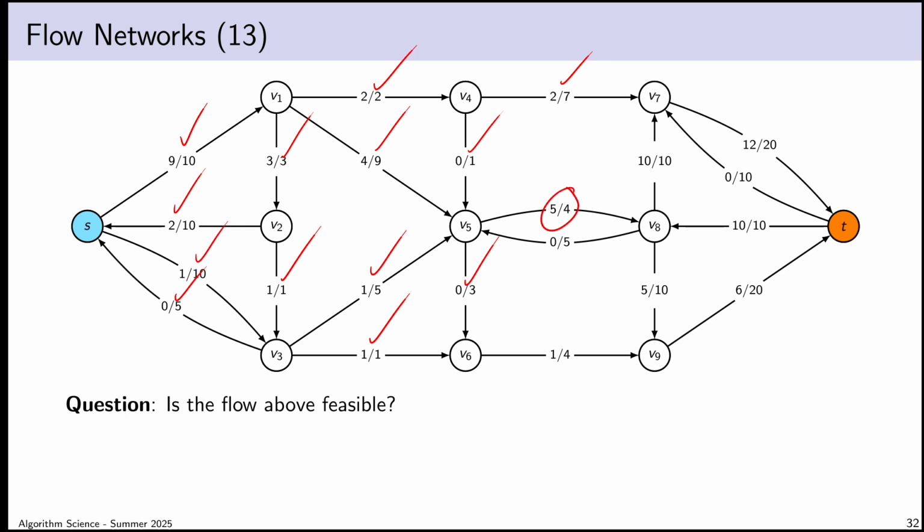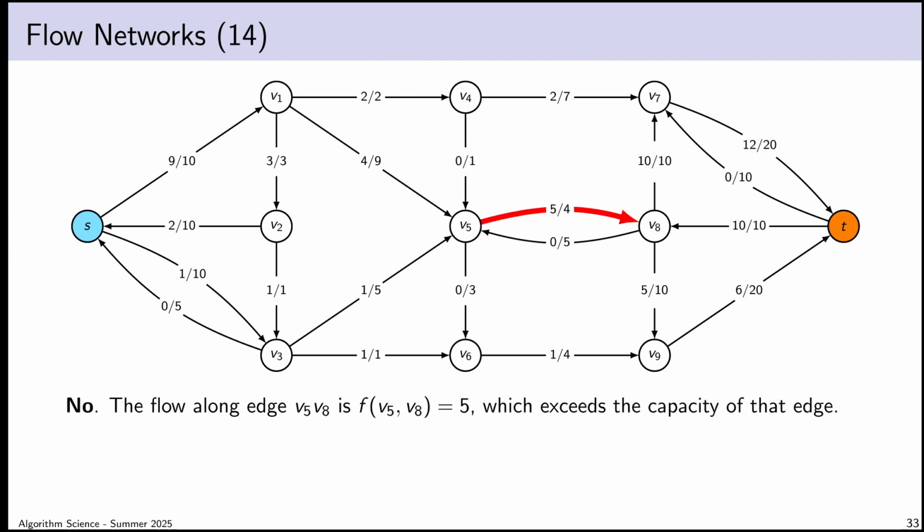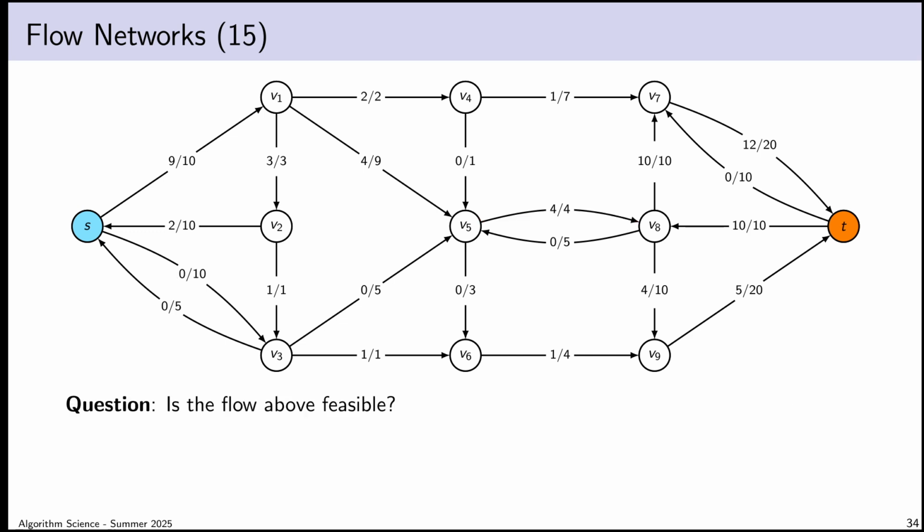Uh-oh, what's this? So this edge here from V5 to V8 has 5 units of flow over it, but it only has capacity 4. That is absolutely not allowed, so the constraints aren't obeyed. Once I find one violation of the constraints, it's sufficient to say that this flow was not feasible. Okay, so the flow along edge V5, V8 is 5, which exceeds the capacity of that edge, so this isn't a feasible flow.